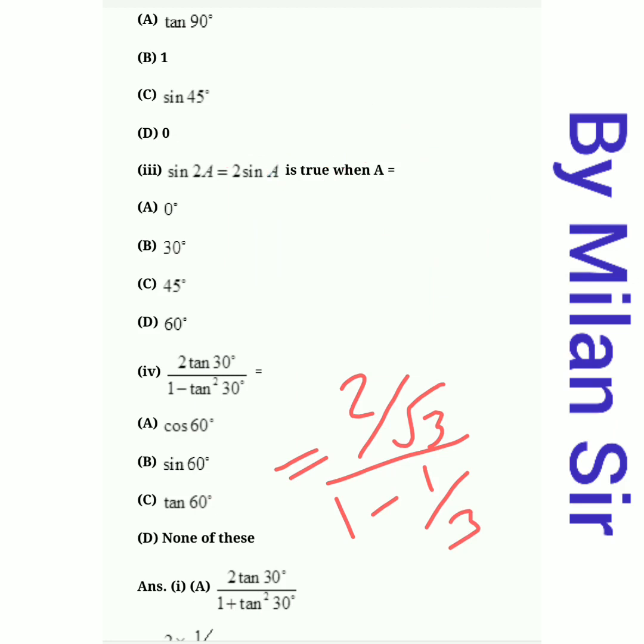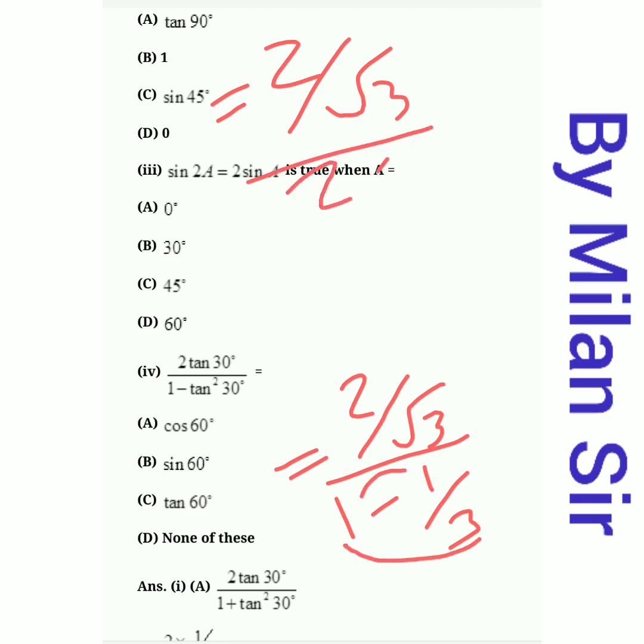Then again, the numerator is as it is, 2 by under root 3. And in the denominator we need to take the LCM. So 3 ones are 3, minus 1, so 2 by 3. Right?